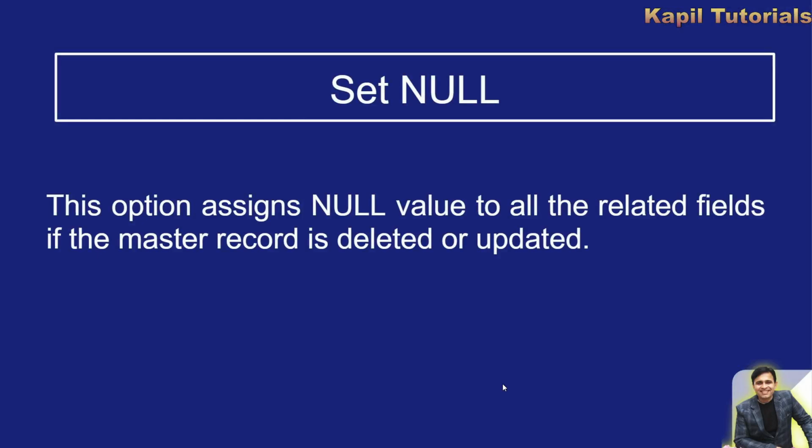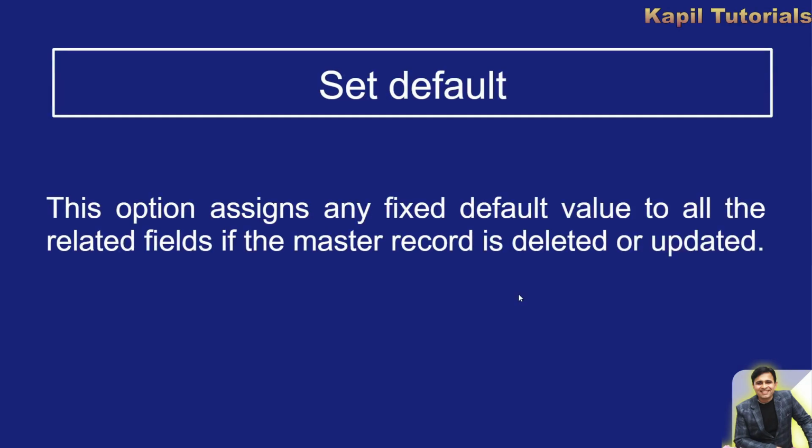Set null, the third option. This option assigns null value to all the related fields if the master record is deleted or updated. What it says, it will assign null value to all the related fields. That means null value, nothing, it will assign 0 to all the related fields if the master record is deleted or updated. If we delete from the master record, then corresponding to its related fields, it will give the null value.